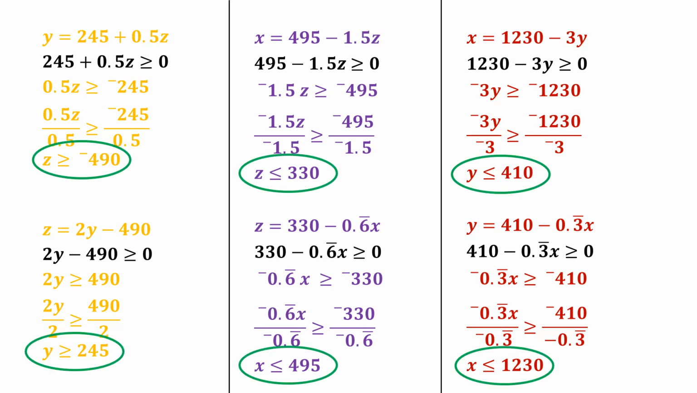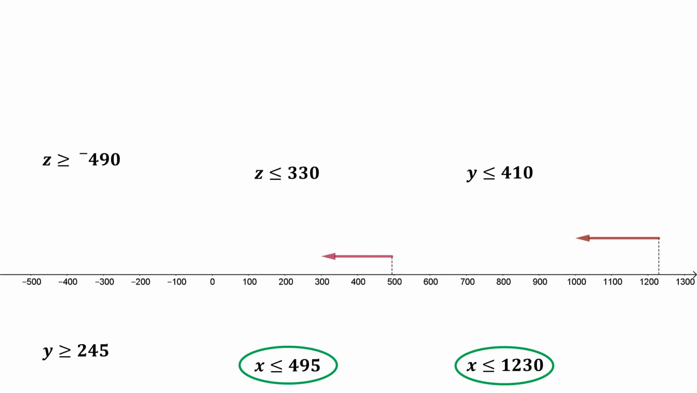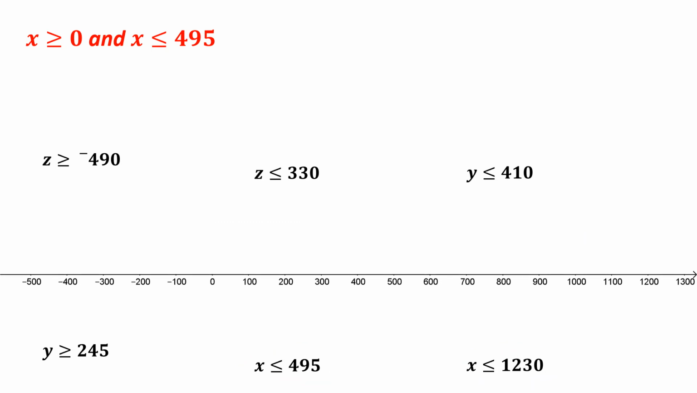Now, here are the answers, the solutions to the problem. But let's show you what this means on the number line. Let's start off with our x. X has got to be less than or equal to 495, but also less than or equal to 1230. Now, the overriding constraint is it must be greater than or equal to 0. So we're going to narrow this down and say x has to be greater than or equal to 0 and less than or equal to 495, and we're going to ignore the 1230 constraint, because if we're less than or equal to 495, we're less than or equal to 1230.